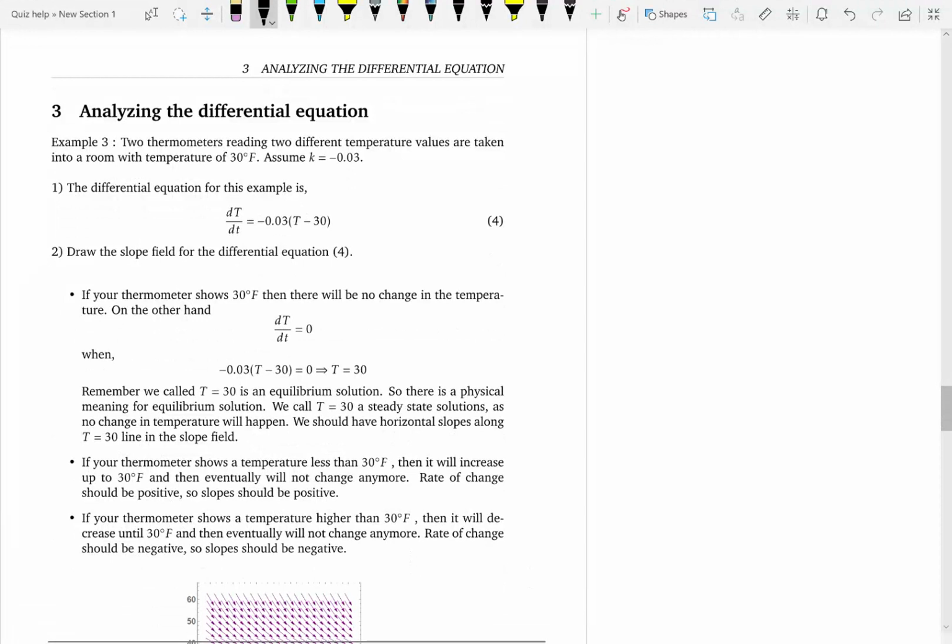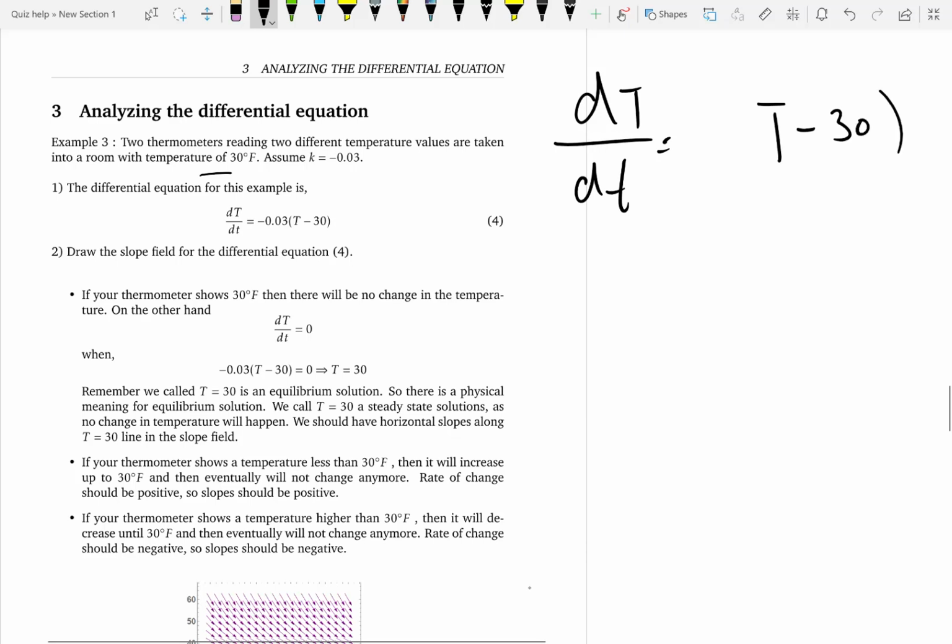Now what I'm really interested in is analyzing this differential equation. So let's take an example. Two thermometers reading two different temperature values are taken into a room with a temperature of 30 Fahrenheit. So we have a room with a temperature of 30 degrees. So the differential equation is dT/dt = k(T minus 30), where the ambient temperature is 30, and they say k is negative 0.03.